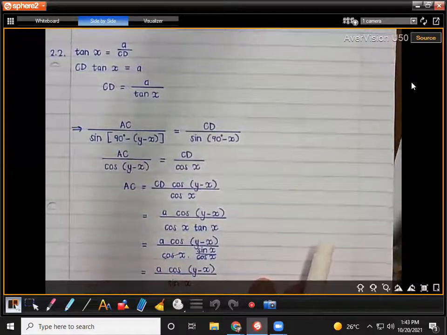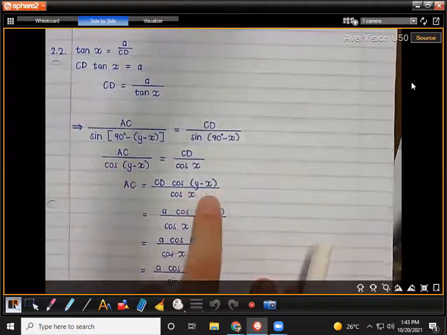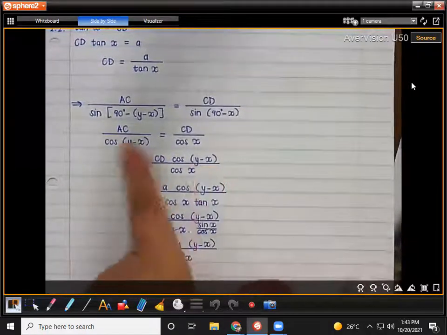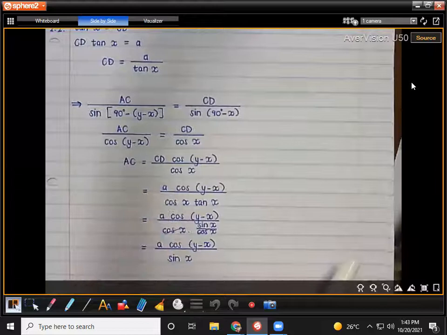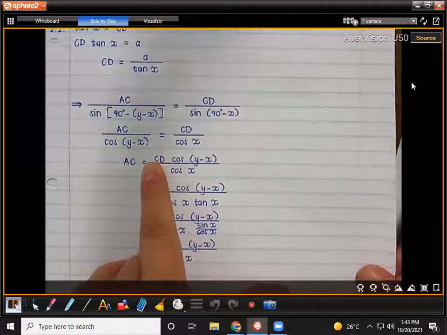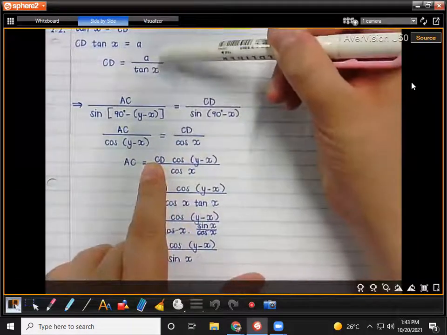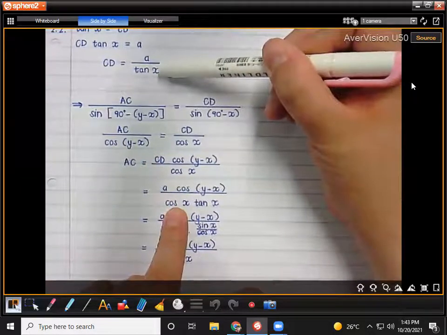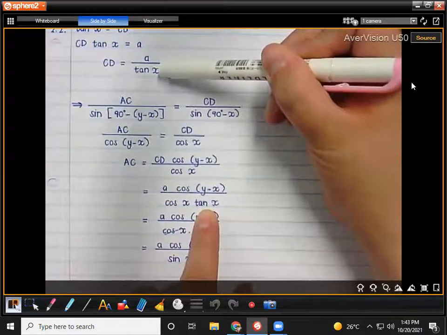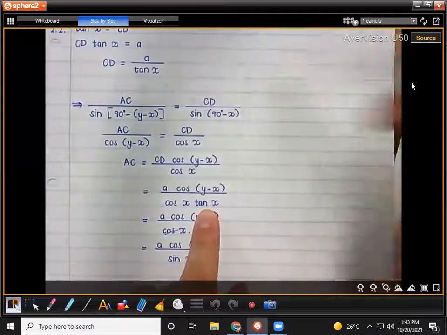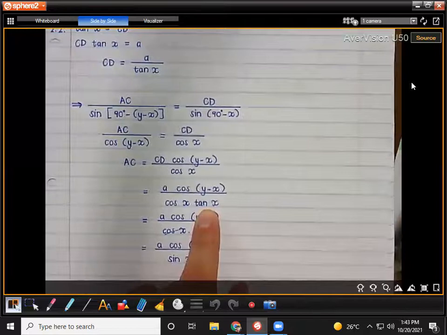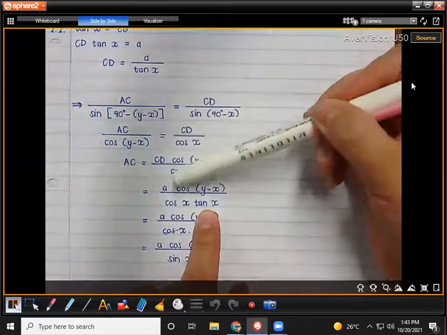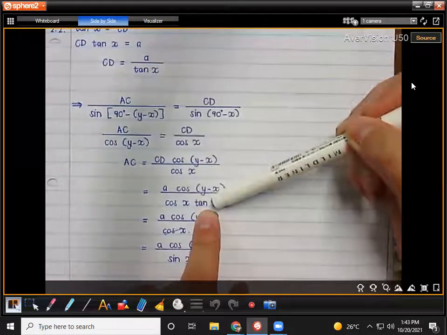After that, we do what we've always done. We multiply the cos y minus x on the other side. Now, this is where I left out that step, right? CD was a over tan x. So I know that a has to go at the top and tan x must go at the bottom. Okay, are we fine with just subbing it in straight like that? So because CD was a over tan x, you're going to put your a at the top and your tan x at the bottom.